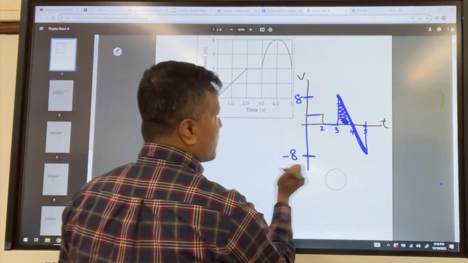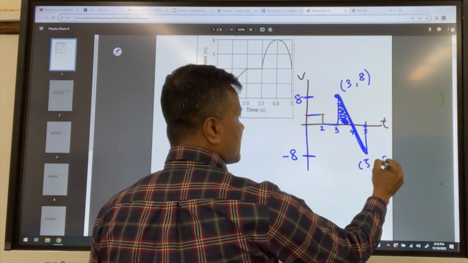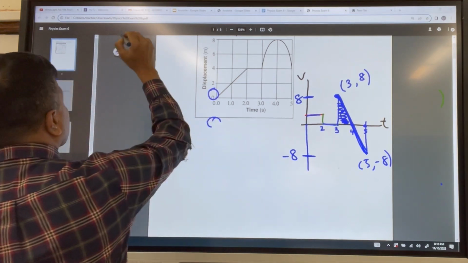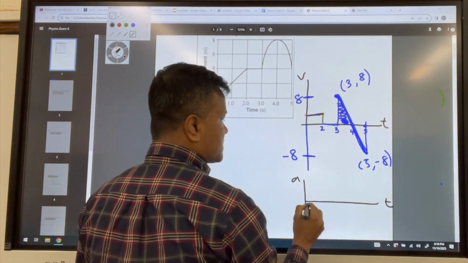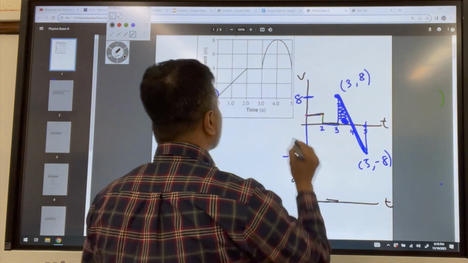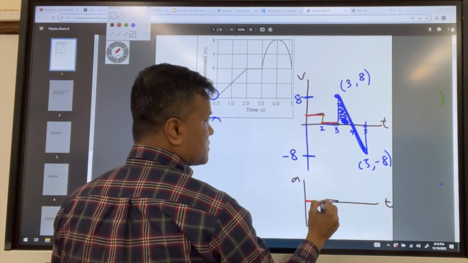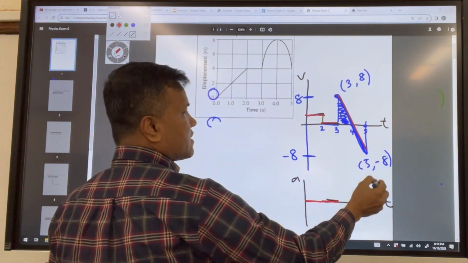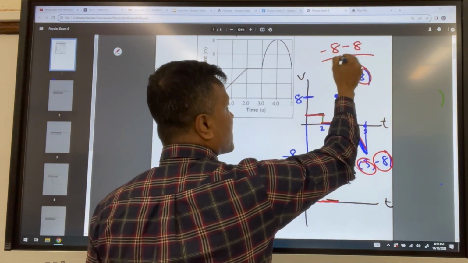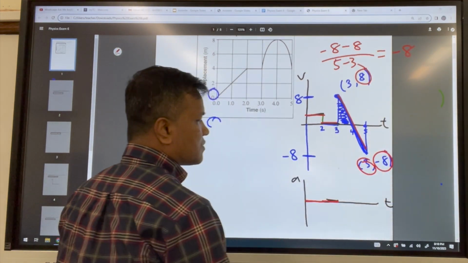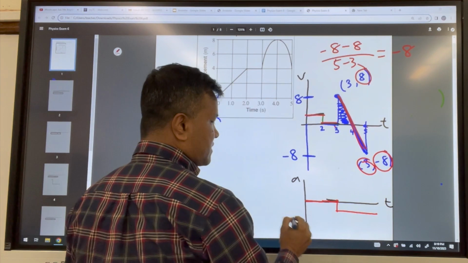Okay, good. So now we have 2 points. Point 1 is 3 comma 8, and point 2 is 5 comma negative 8. So we can go ahead and quickly graph AT, right? The slope of this one is 0. The slope of this one is 0. Let's change the color. The slope of this one is 0, right? The slope of this one is also 0. The slope of this one is negative 8 minus 8 divided by 5 minus 3, so it's negative 8. So acceleration is negative 8 from 3 to 5 seconds.